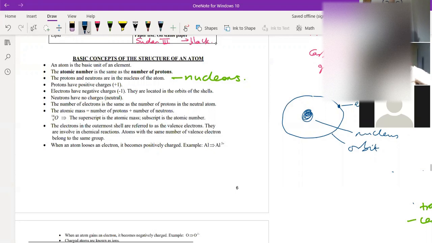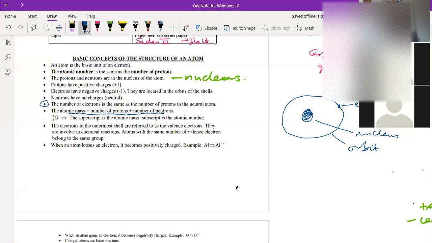Then you have the atomic mass. Every atom has a mass. So the atomic mass is the number of protons plus the number of neutrons. Again, this is also very important concept. This and that.